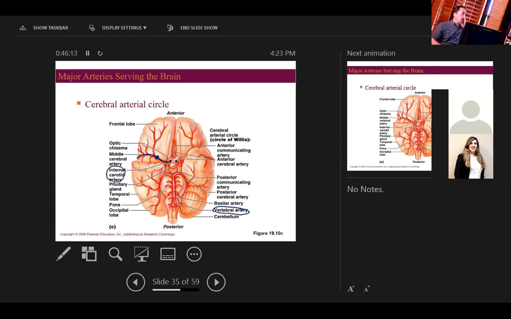Why? Because remember, the nerves travel from the right side and decussate to the left side at the area of the medulla oblongata. Remember the area called the pyramidal decussation.